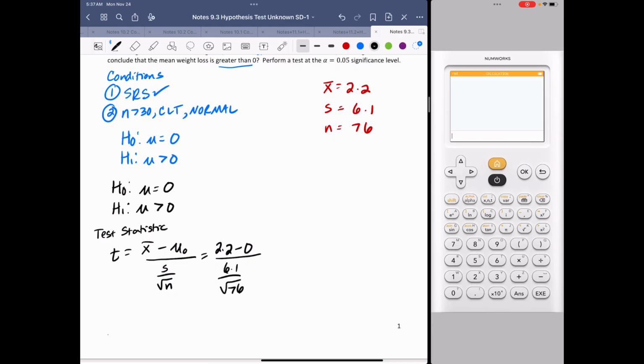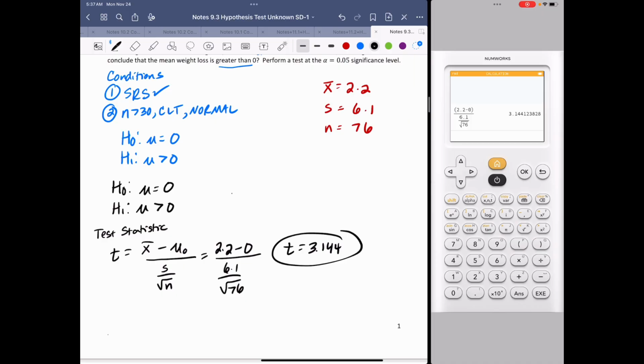I'm going to go to my calculator. I'm going to type 2.2 minus 0. Now, you wouldn't have had to type the minus 0. I just wanted to remind you about the parentheses. Divided by 6.1 divided by root 76. All right, and my T is going to be 3.144. You will find that on the T distributions, a lot of times the T's go past 3. Remember, there was more area at the tail.